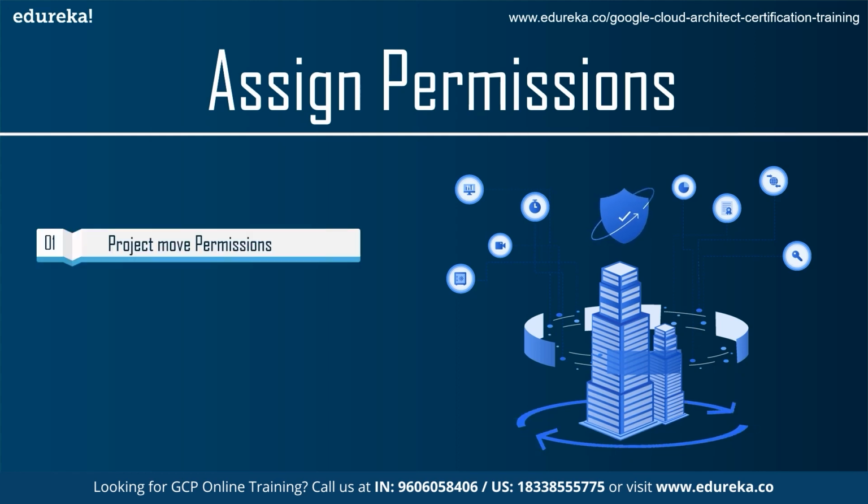So the first is project move permission. So on the project resource that you want to move and its parent resource, you need the project mover role, or another role that includes the following permissions of the V1 Resource Manager API. So the permissions required for the resource you are moving are like resourcemanager.projects.update. And the permission required for the parent resource will be resourcemanager.projects.move.